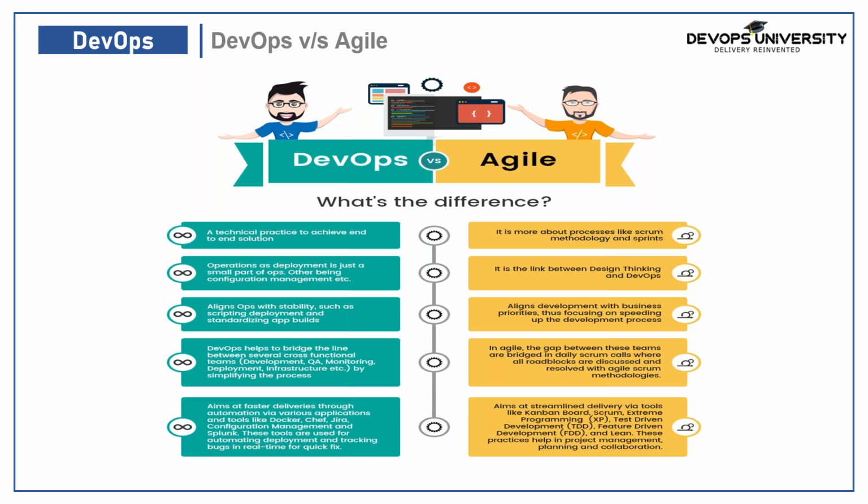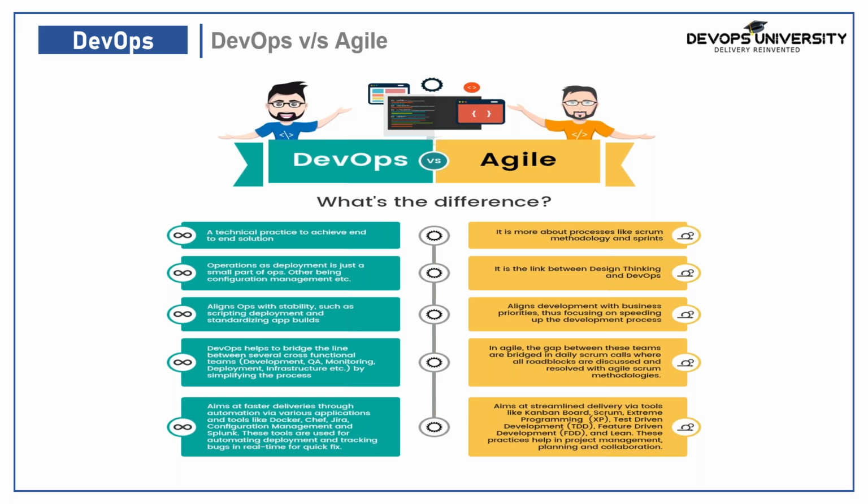And the second and most important thing: now I'm going to compare DevOps and Agile. DevOps is basically a technical practice to achieve an end-to-end solution. It talks about everything from continuous requirement gathering till continuous feedback, continuous deployment or operation, while Agile is more process oriented. It talks about the Scrum methodology, sprints, and ceremonies. DevOps does not have any methodology and does not talk about ceremonies and other stuff. Deployment is just a small part of ops, with configuration management, etc., being done in the operations team. So what does that mean?